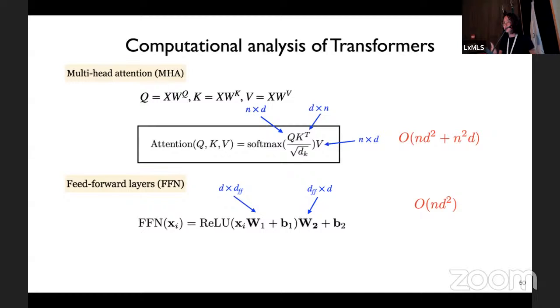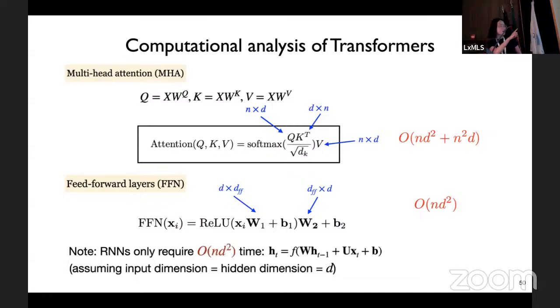I also want to mention recurrent neural networks. If we don't consider constants, since LSTM has a lot of different components, recurrent neural networks only require nd squared time. But still, recurrent neural networks are actually much slower, just because you cannot parallelize the operations. You have to do this token by token.